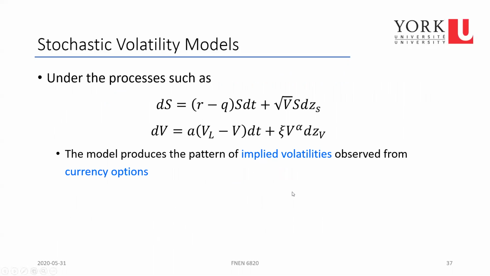with that, under the stochastic volatility model, it produces a pattern of implied volatilities that is typically observed in the currency option market. So you get this volatility smile here.